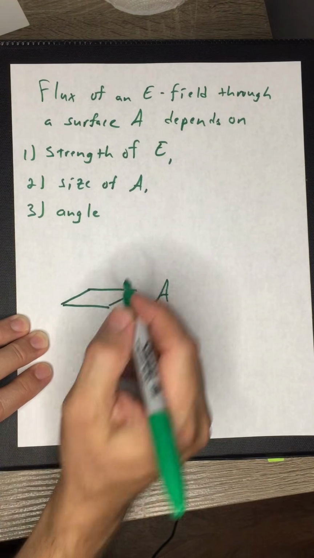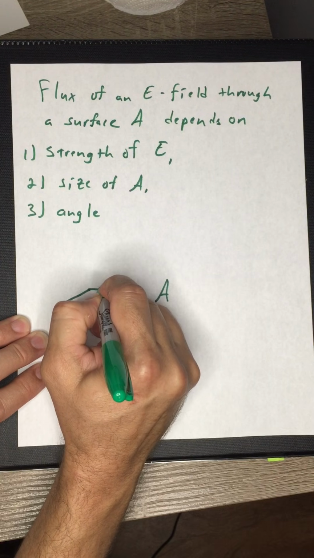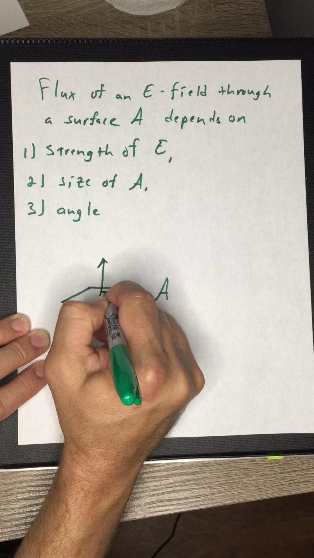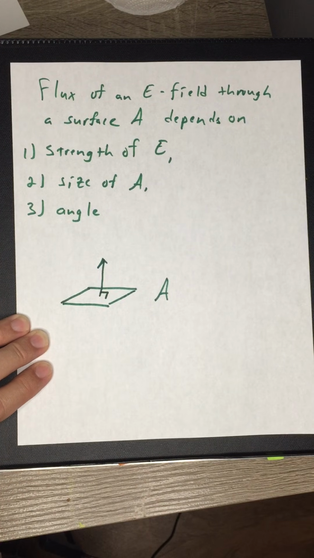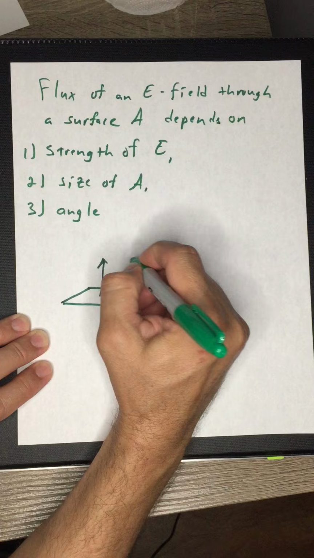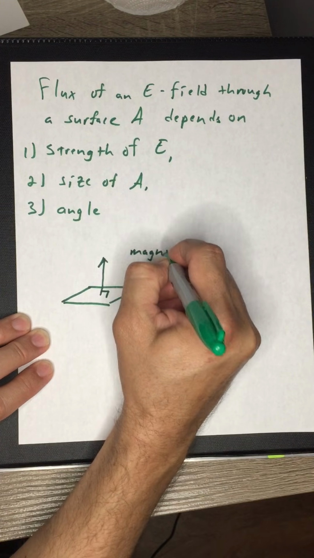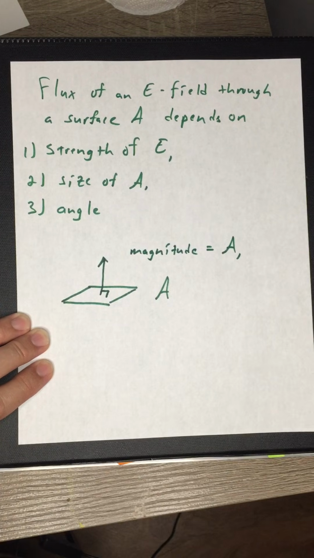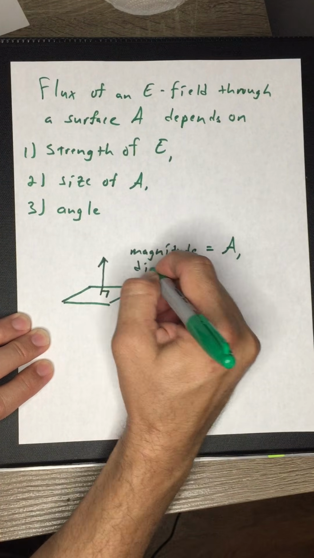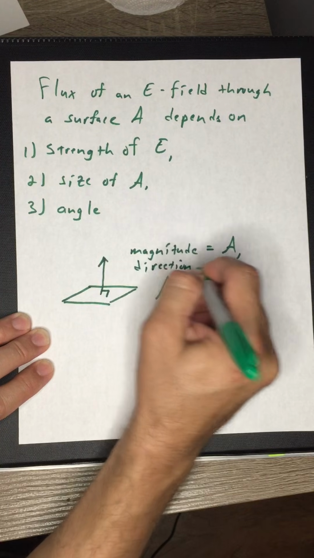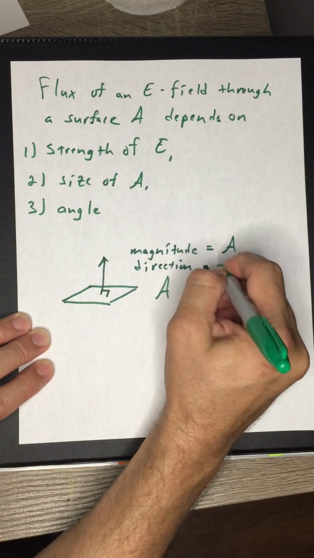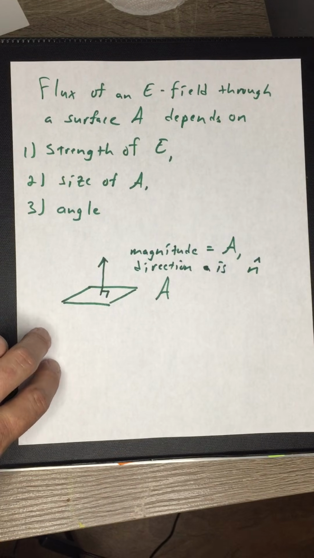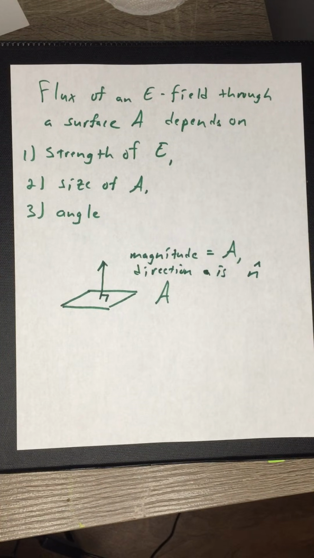And what I'm going to do is draw a vector that is normal to the surface of that square and has a magnitude equal to the area of the square, and the direction I'm going to give is n hat. Remember, an n hat just means a unit vector. The n is going to stand for normal.